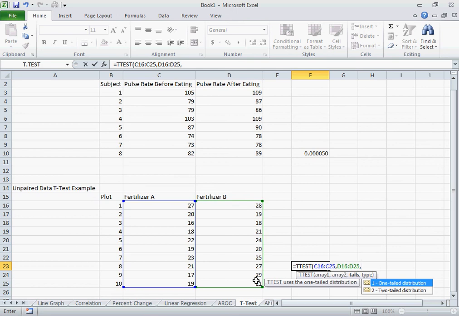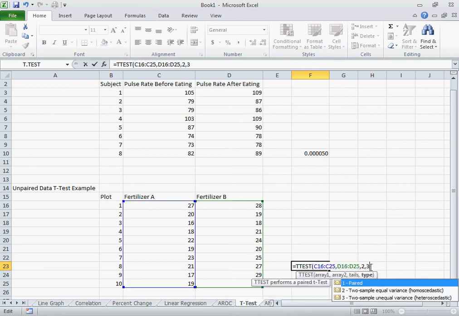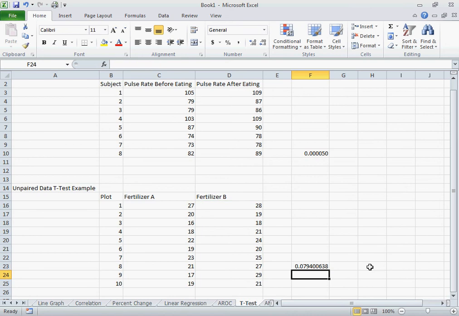Okay, this time we're still going to do a two-tailed, and now we're on to type. So this time we have a choice between 2 or 3 for the 2 sampled. One is equal variance, and the other one is unequal variance. And you did calculate your variance earlier, and if you don't know what your variance is, the best thing to do is to go ahead and choose number 3. So we're going to put 3, close the bracket, and hit enter.